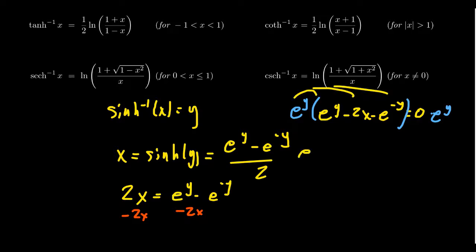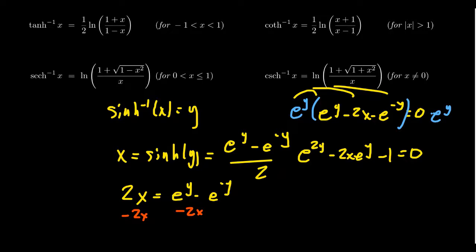We're going to end up with an e to the 2y, or e to the y squared if you want to think of it that way. You're going to get a negative 2x e to the y, and then e to the y times e to the negative y is just going to give you a 1, so you get negative 1, that's equal to 0. So with this in mind, we can treat the left-hand side as a quadratic expression. It's a quadratic-like equation, which instead of the usual variable x, we're going to have this e to the y right here.